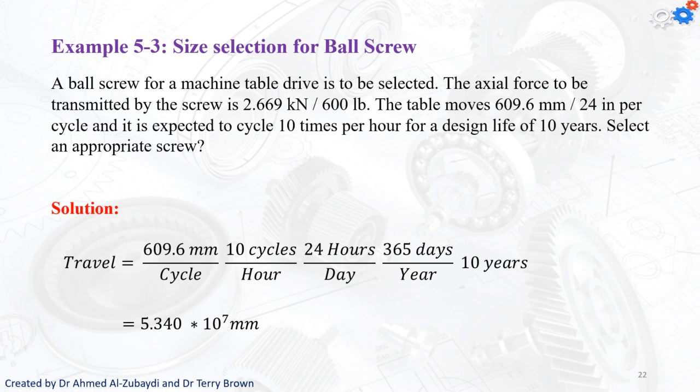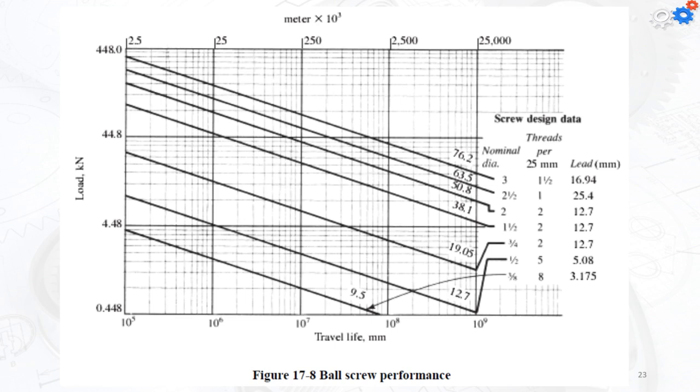Now we are going to go to figure 17.8 for the ball screw. I'll do it in millimeters and then again in inches to find the answer. So we're going first to the table with the millimeters. We said that the load we have is given as 2.67 kilonewton. That means it's going to be somewhere in between here, and for my calculation it's going to be somewhere in this position, 2.67 kilonewton. For the travel life, it is 5.34 multiplied by 10 to the power 7.